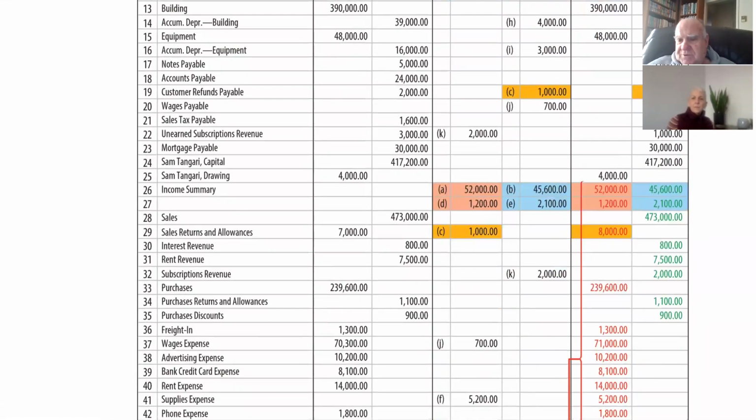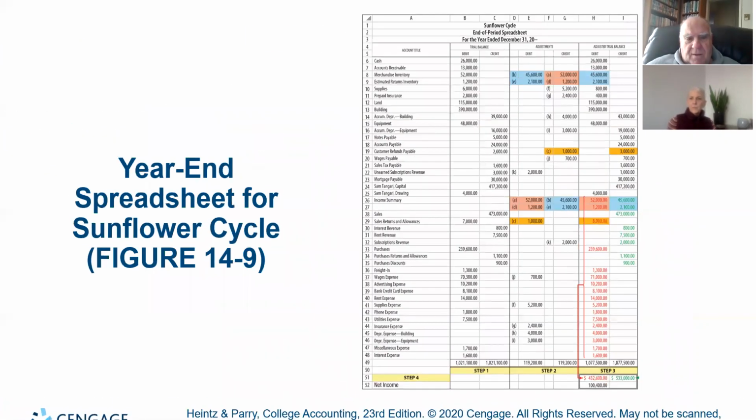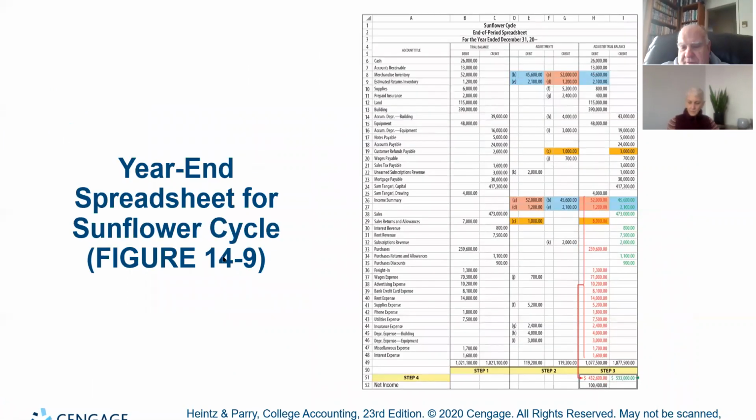Here it is, these columns on the right. And they add up to 1,077,500. So we're good there, okay? Let me get into step 3. Okay, let me go back.